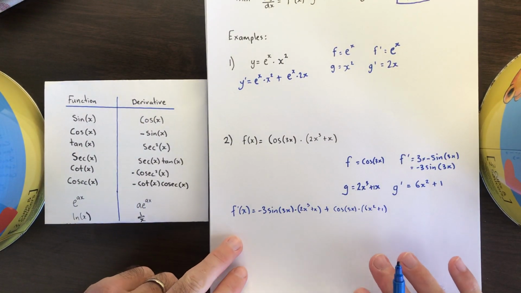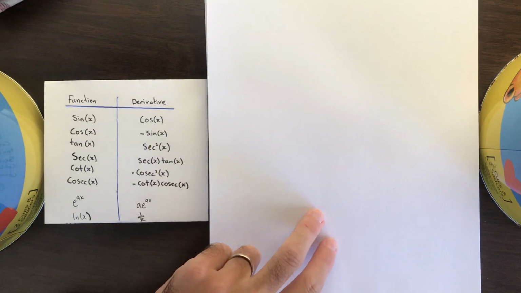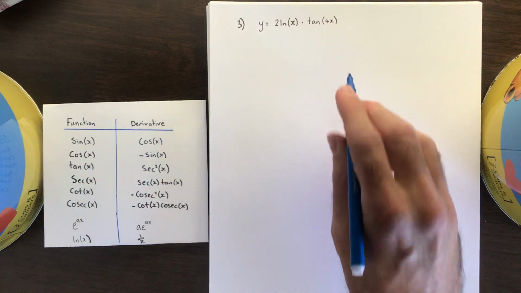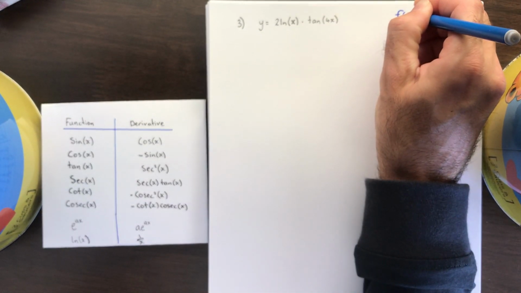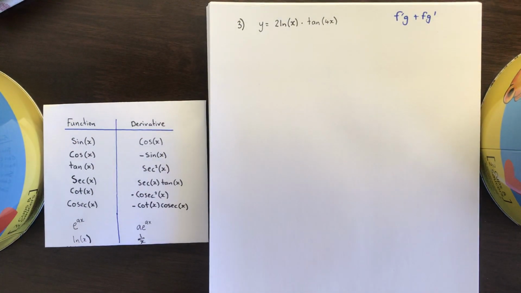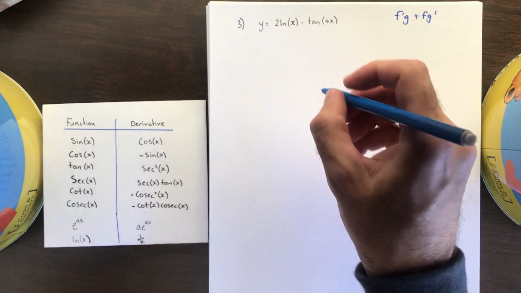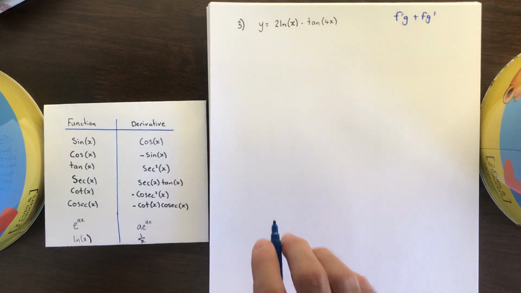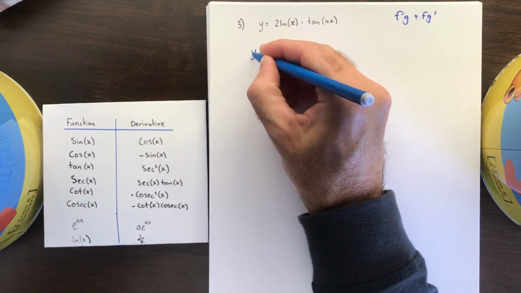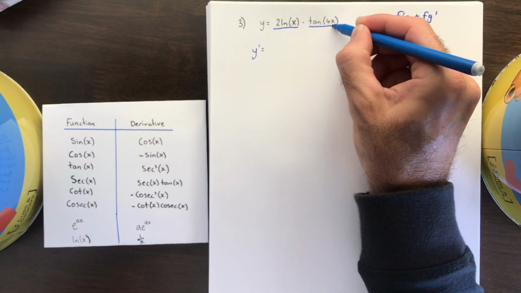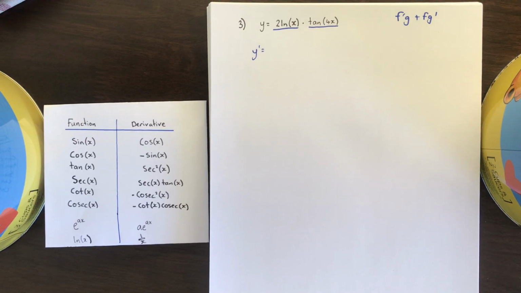Let's do one more example. I'll just put the formula up here so you can see it. F dash g plus f g dash. Alright, so, last one. I'm not going to write the formula out this time, the f, the g dash, the thing. I'm just going to do it using the formula. So I know that that thing there is my f and that thing there is my g. So straight away I'm just going to go straight to the formula.